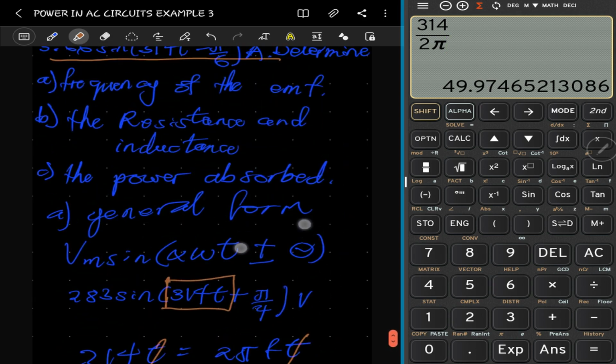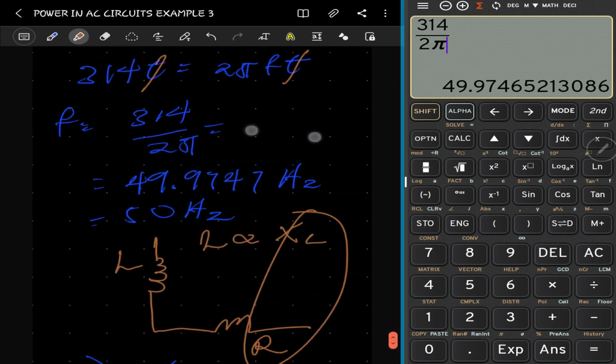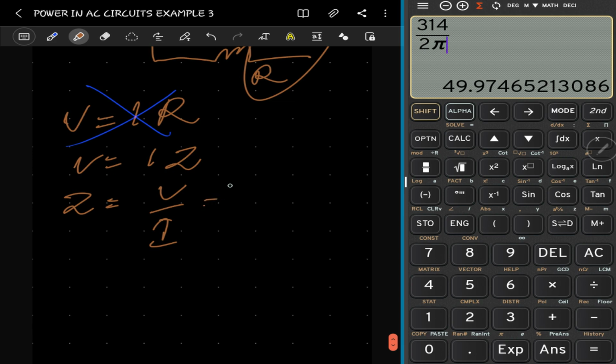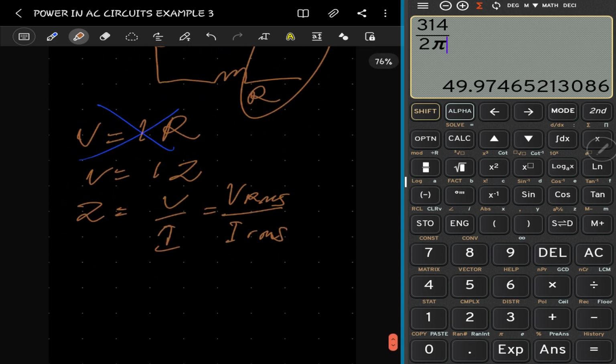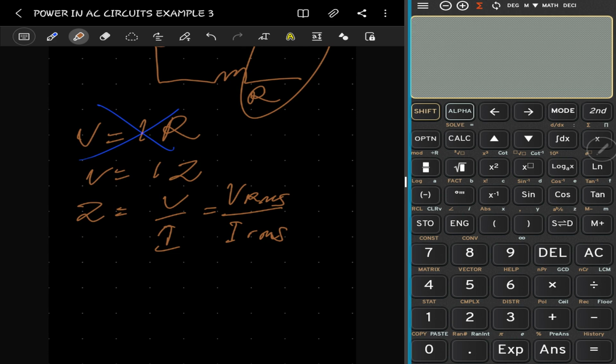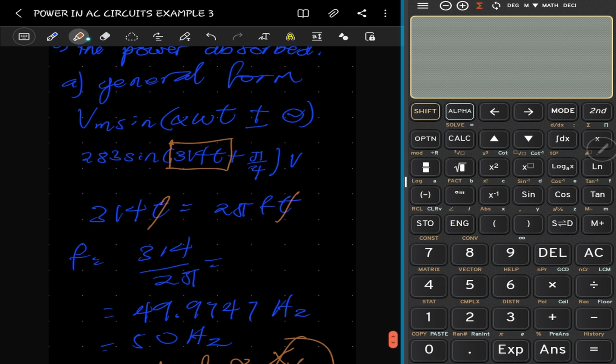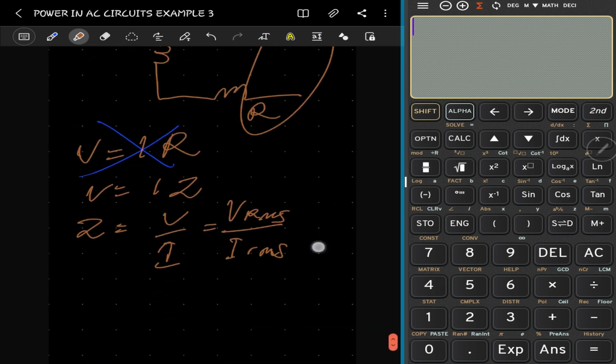One other thing is that because these are given as a function of time, and we're trying to find the Z, we have to use the RMS value, right? So that will mean we'll need V RMS divided by I RMS. Since we've been given sinusoidal functions, the RMS value is just the peak value divided by root 2, right? The same thing for both.